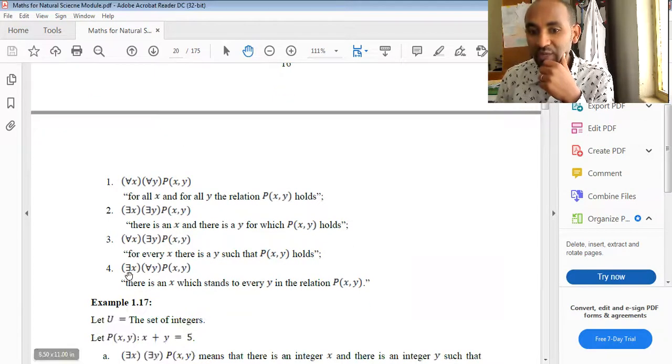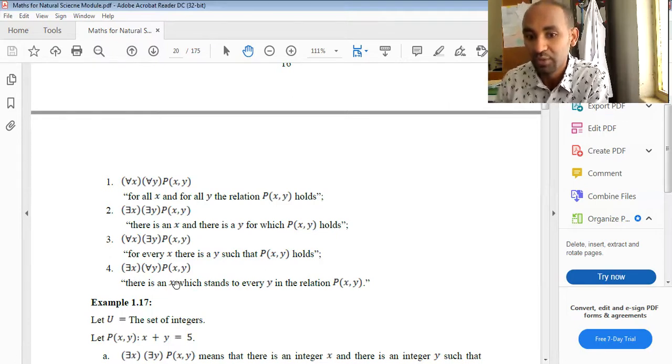How about the last two? For all x, there exists y means for every x, there is a y satisfying this property. Whereas there exists x, for all y means there is an x which stands for every y in the relation p of x, y. This one is very sensitive, and you should be very careful. There exists x for all y means there is one x, an existing value x naught, that satisfies the property p with all y's.